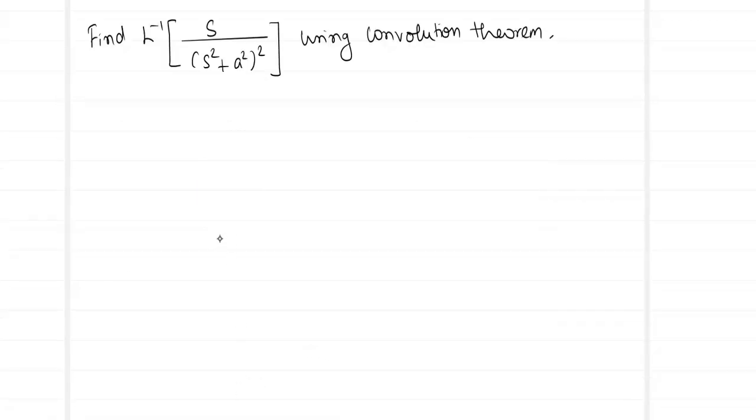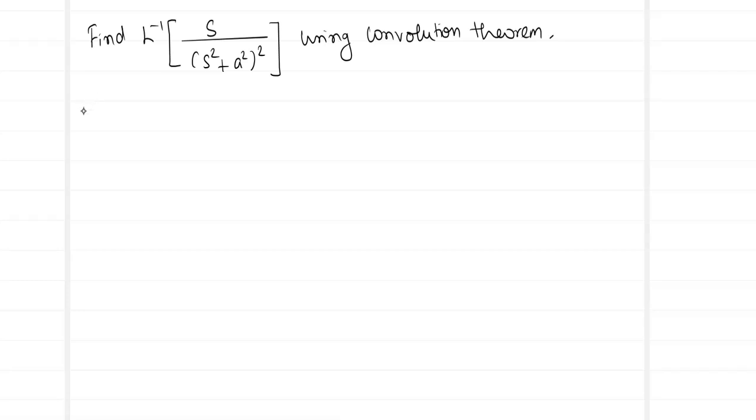Let us find the Laplace inverse of s by (s square plus a square) the whole square using the convolution theorem. If the phrase convolution theorem is not given in the exam, then we can solve the problem by any method. But if the process has been specified, we will have to strictly stick to the required process and hence evaluate it by that process.